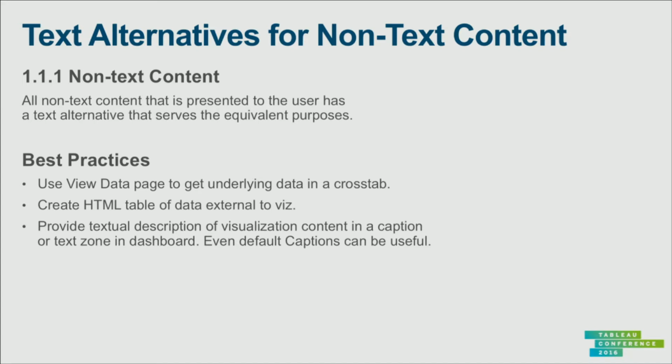Another good thing to do is to provide a textual description of the visualization, usually in a caption. Even the default caption that Tableau creates will tell you what the axes are, what data is plotted on those axes, and so forth. This allows someone using a screen reader to have an idea of what's in the visualization before they look at the actual data. You could imagine tabbing around a visualization and the screen reader reads some text that says, this is a line chart showing this on the x-axis and that on the y-axis, and then they can use a keyboard command, if they're interested, to get to the table of data behind that.